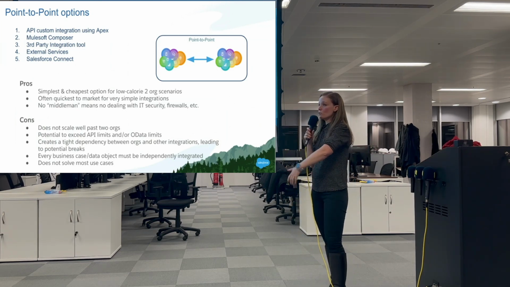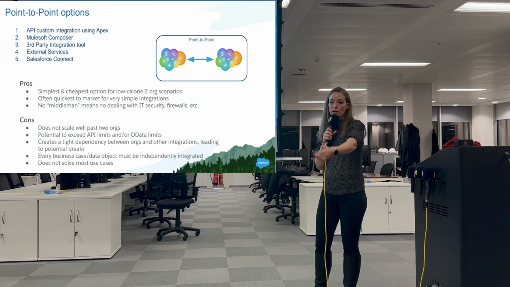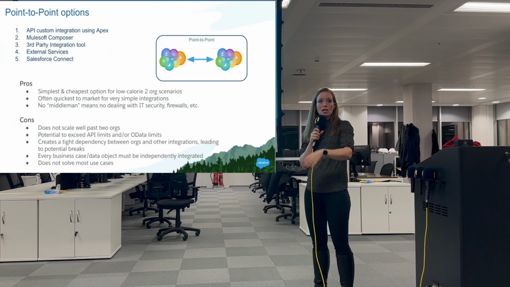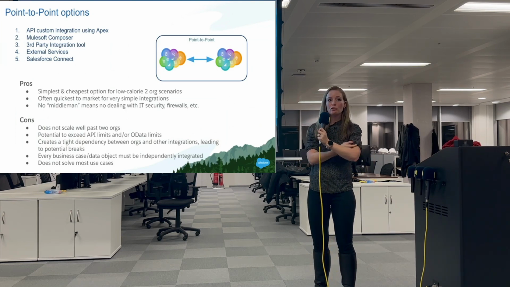So external services is great because now, with this new beta that I'm going to talk to you about, you can very easily generate that Swagger file or OpenAPI specification and create the external services. So it's very easy to set up. I'm going to show you a quick demo.